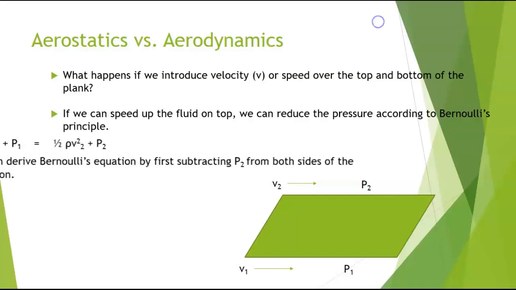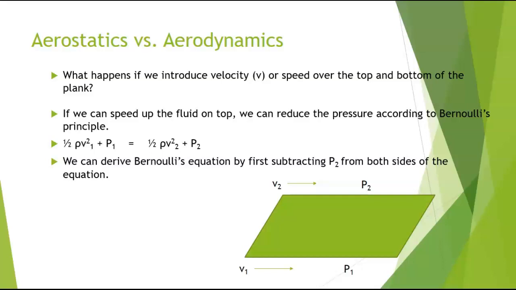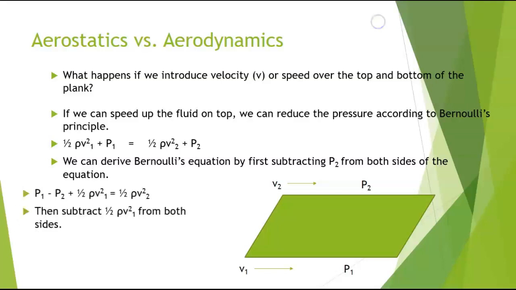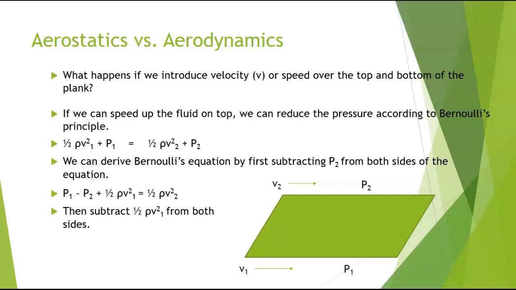to Bernoulli's principle. And so we can derive Bernoulli's principle by first subtracting P2 from both sides of this equation. So when we do that, we get P1 minus P2 plus 1/2 rho times velocity squared equals 1/2 times rho times velocity squared 2. Then to further simplify, we can subtract 1/2 times rho times velocity squared 1 from both sides. And we get P1 minus P2 equals 1/2 times rho times velocity squared 2 minus velocity squared 1. That is Bernoulli's equation.